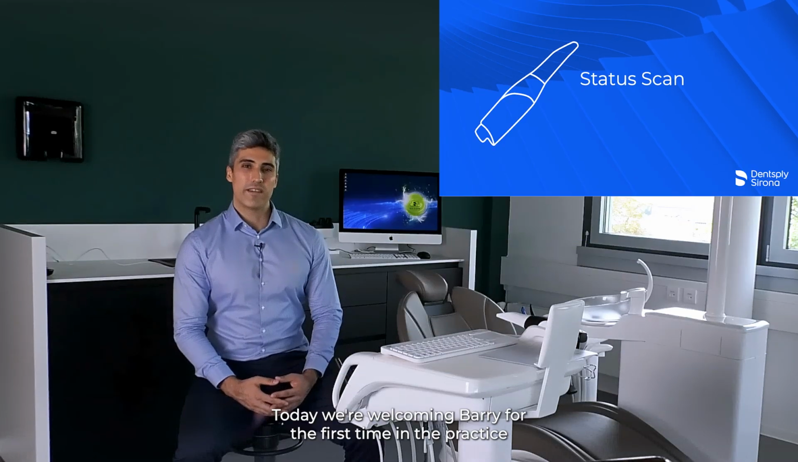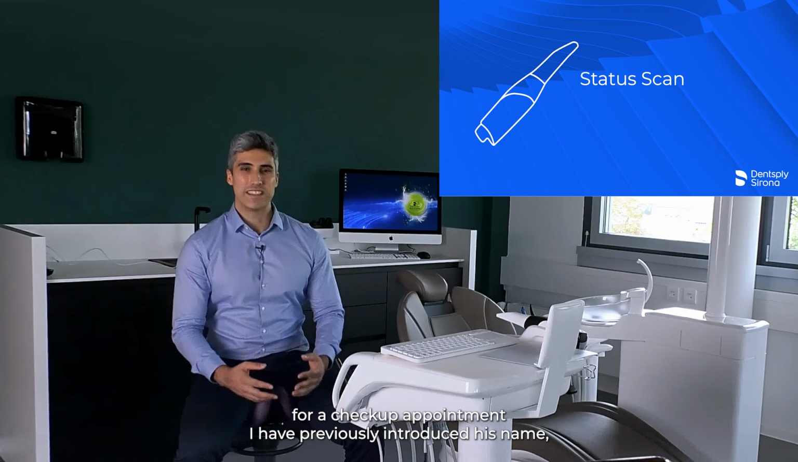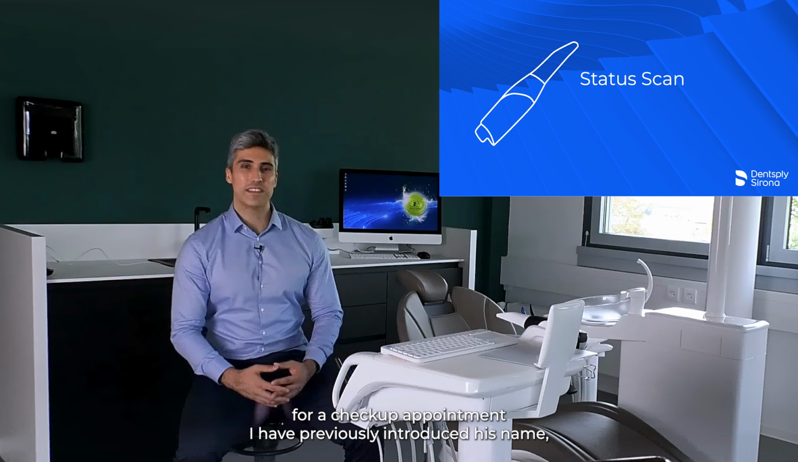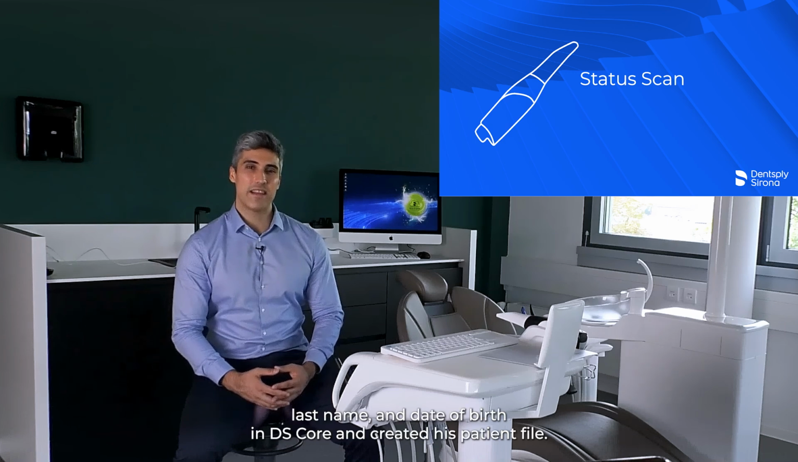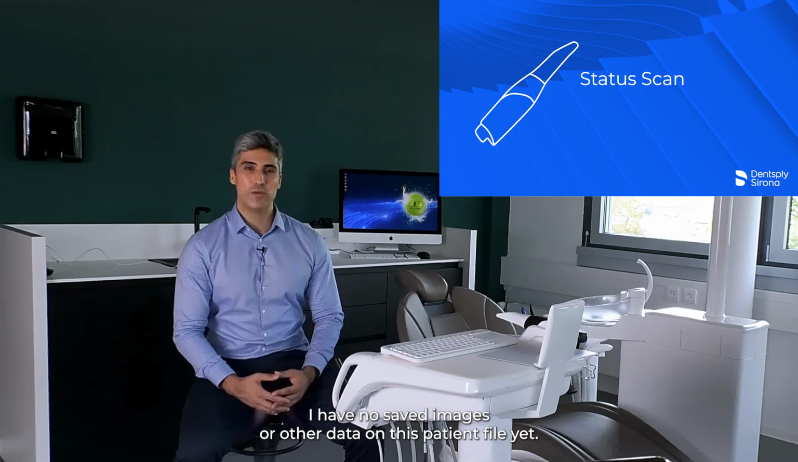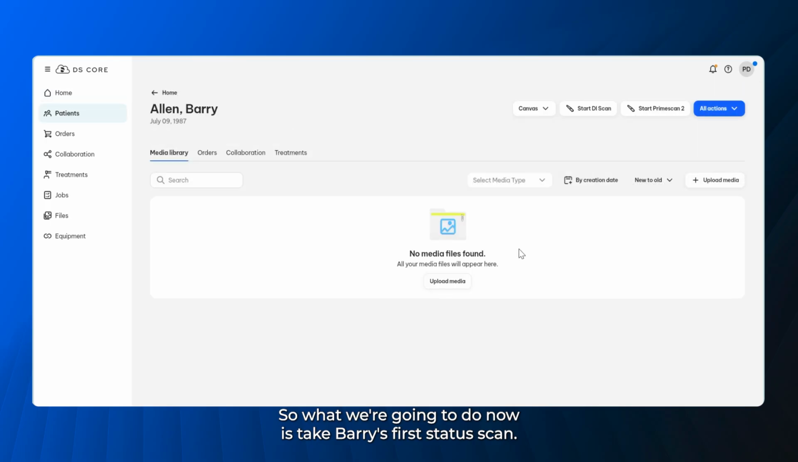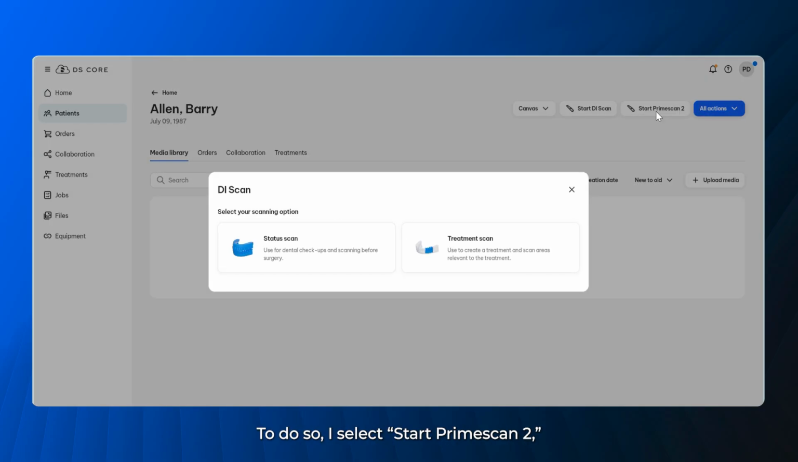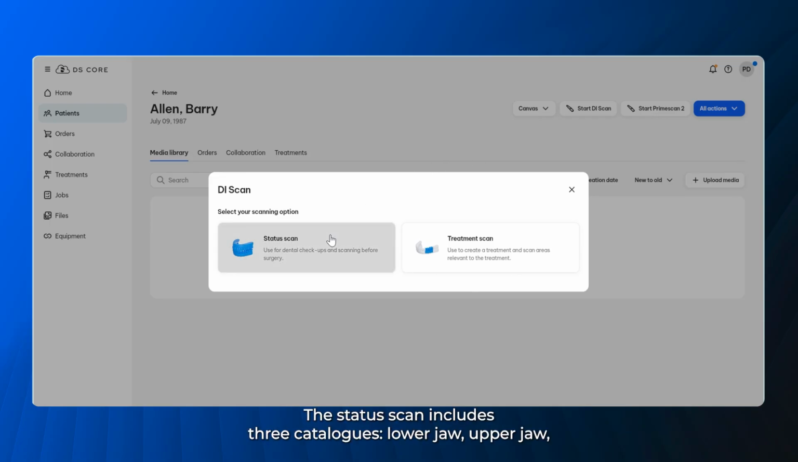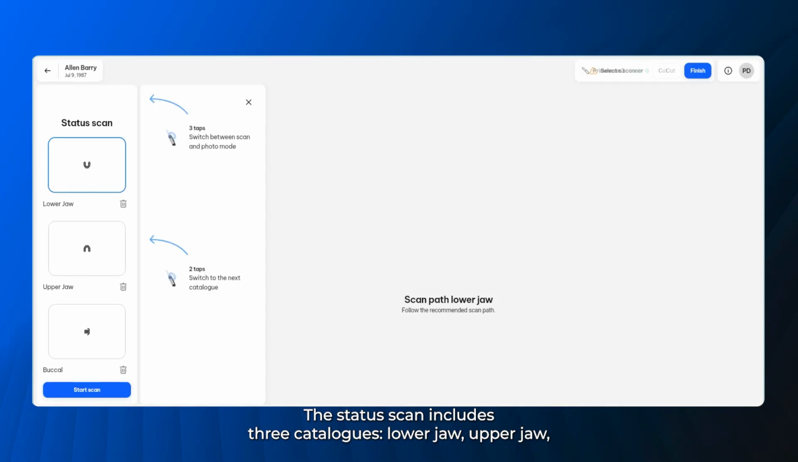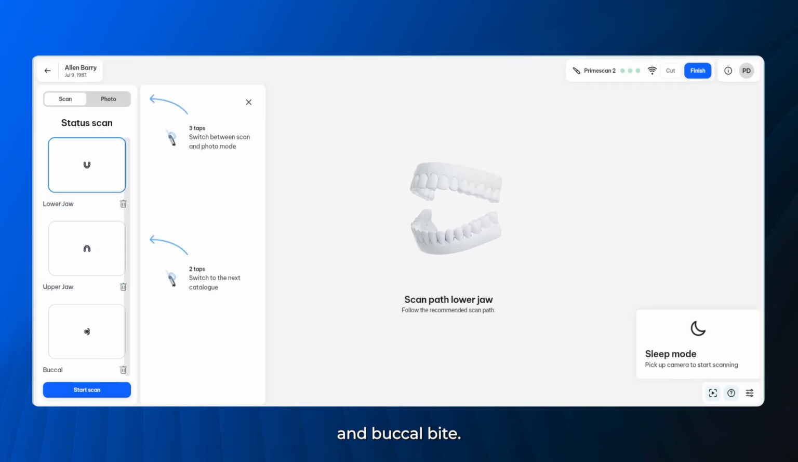Today, we're welcoming Barry for the first time in our practice for a checkup appointment. I have previously introduced his name, last name, and date of birth in the score and created his patient file. I have no saved images or other data on this patient file yet. So what we're going to do now is take Barry's first status scan. To do so, I select Start Primescan 2, then select Status Scan. The status scan includes three catalogs: lower jaw, upper jaw, and buccal bite.